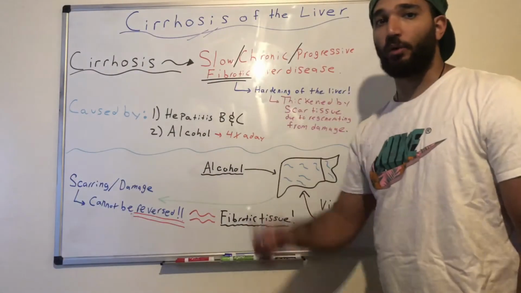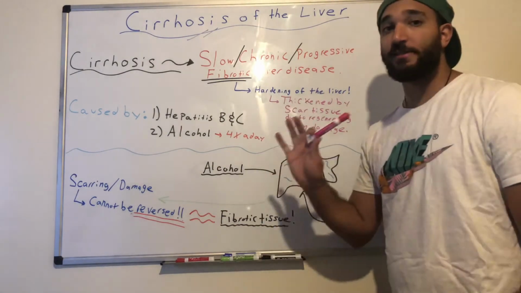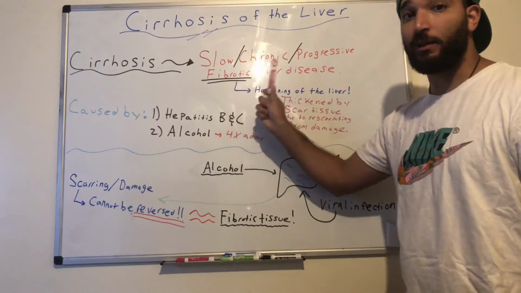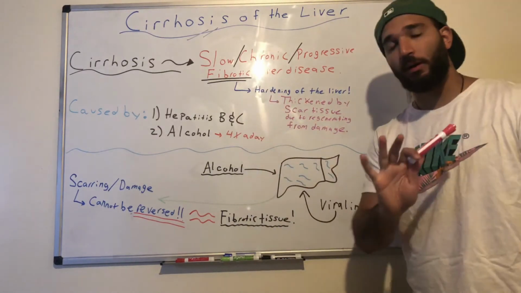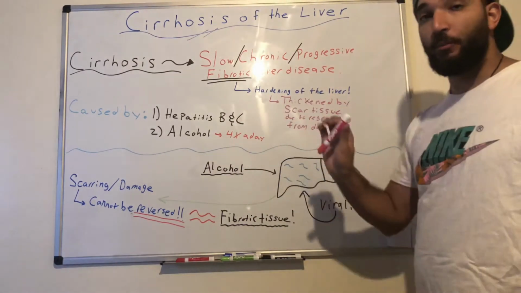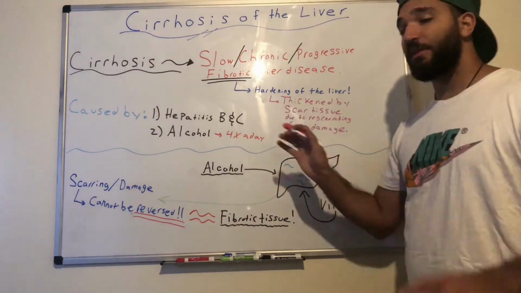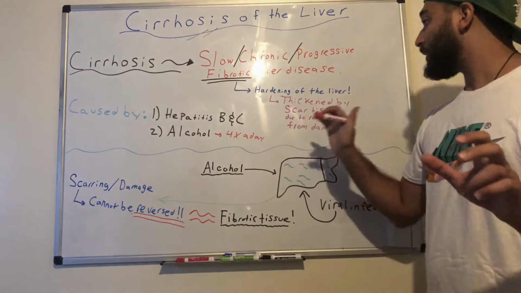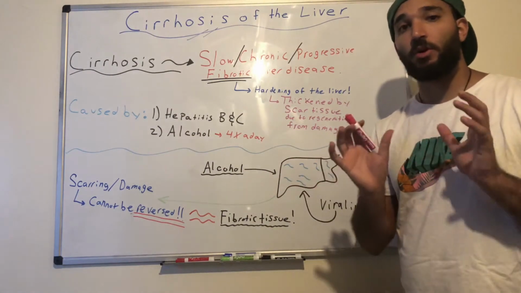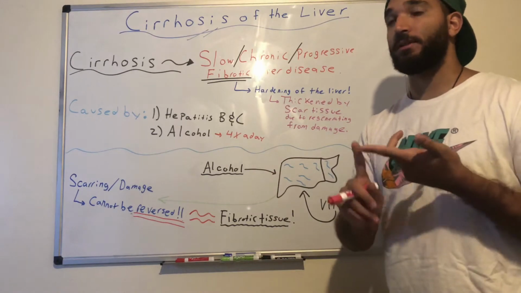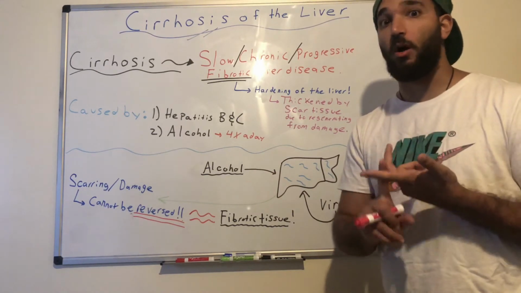So what is cirrhosis of the liver? Cirrhosis is slow, chronic, progressive, fibrotic liver disease. So let me go ahead and explain. Fibrotic is hardening of the liver, and what that is, is thickening of scar tissue due to regenerating from damage of chronic either viral infection or taking in too much alcohol.